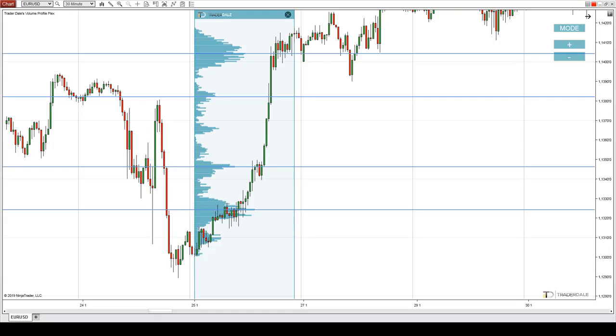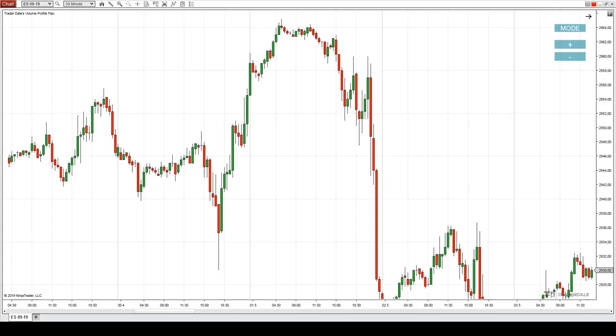And for those who are trading futures, for those who prefer futures, let's now have a look at the ES, which is futures for the Standard & Poor's index, and let's have a look at the same setup, and how it performs there. So this is the ES chart, 30-minute time frame.